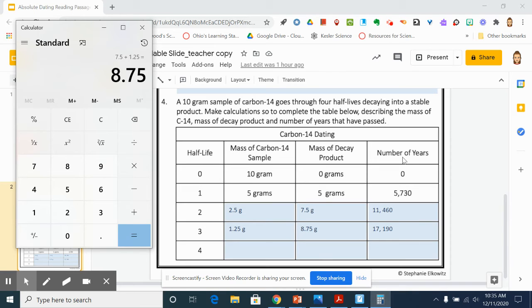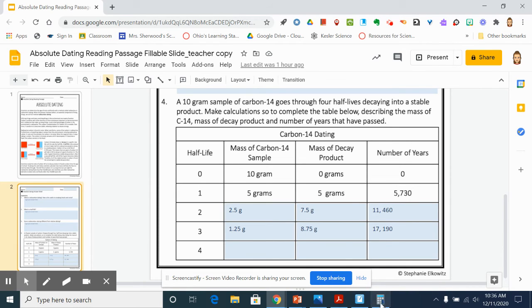In order to calculate the number of years that have passed after this sample of carbon-14 has gone through 3 half-lives, we are going to take our original number, 5,730, and multiply that by 3. That is going to give us 17,190 years in order to calculate the age of that sample once it's gone through 3 half-lives. So I hope that helps you guys to answer those questions on this assignment accurately.